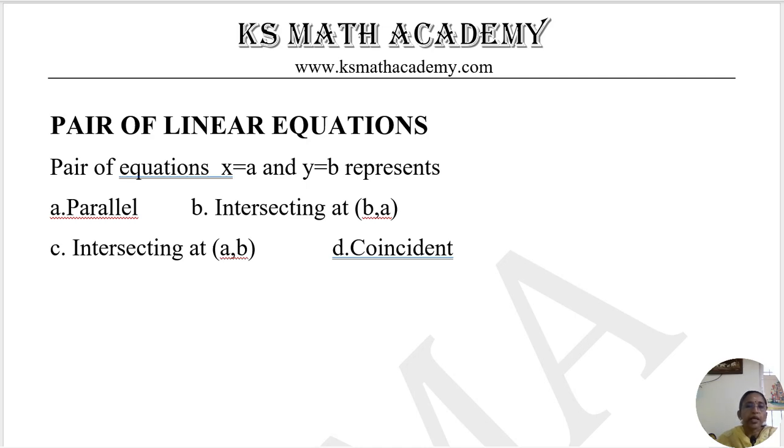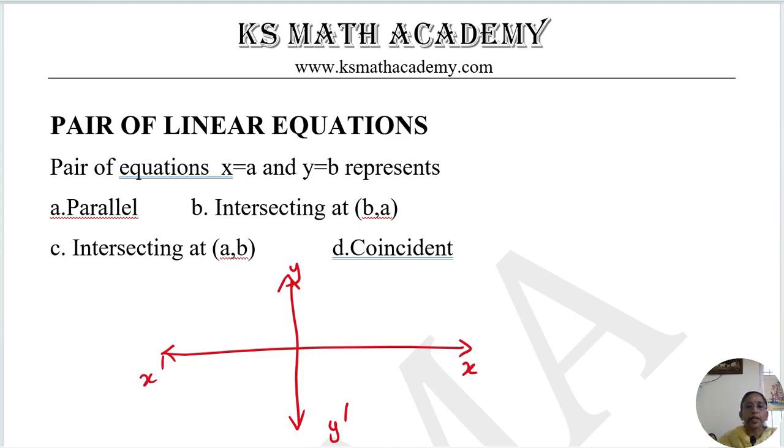So first question: the pair of equations x is equal to a and y is equal to b represents... we are given four options: parallel, intersection at b comma a, intersection at a comma b, and coincident. So this is our graph. This is our x-axis, this is our y-axis, y dash, x dash.